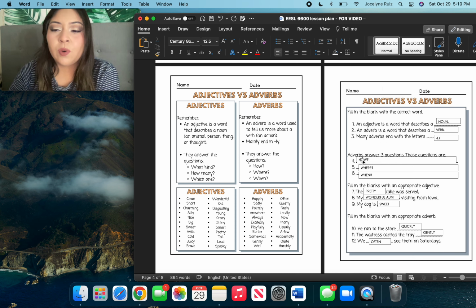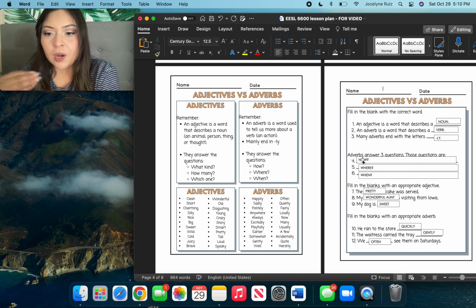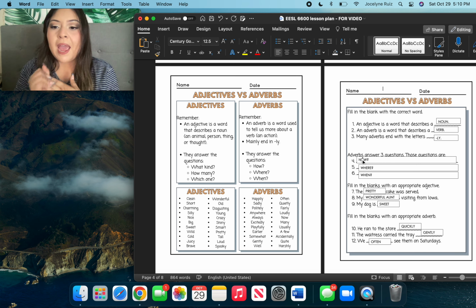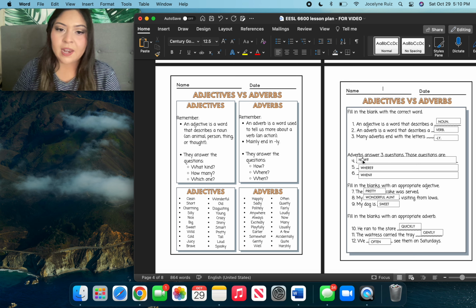So you are going to be able to use your notes during the test. Like I said, this is more for understanding, to make sure that you guys are able to differentiate between both the adjectives and the adverbs. And then once we're done with the quiz, we're going to have an exercise where you write sentences of your own using both adverbs and adjectives.